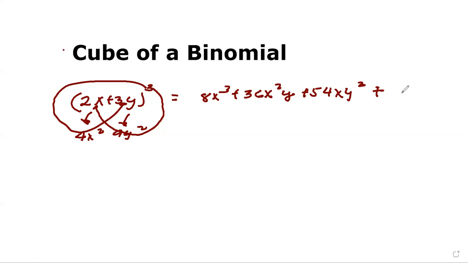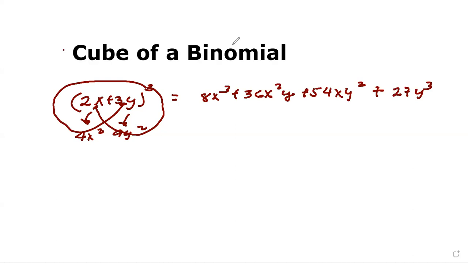And finally, yung last term natin dito will be the cube of your second term here sa binomial natin. So the cube of 3y, so that's 3y raised to 3. So 3 cubed, that's equal to 27y cubed. Okay, so this is then the expansion of our (2x + 3y) raised to 3 using this kind of method.